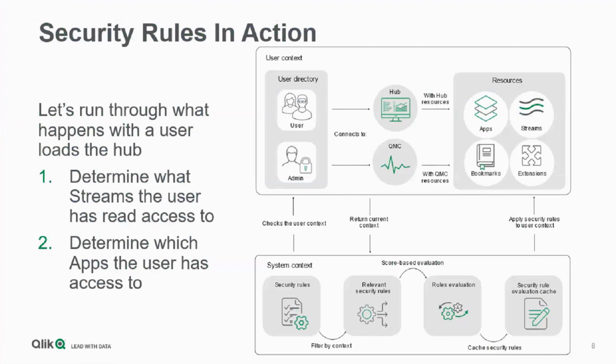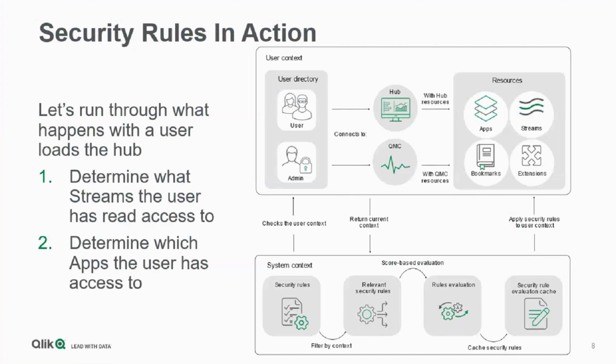And then once it's done that, it does the same thing with applications. It's just that the list of applications is slightly restricted. And finally, when it's finished the rule evaluation, it will cache these results and it will increase the score of any rules that turned out to be useful.